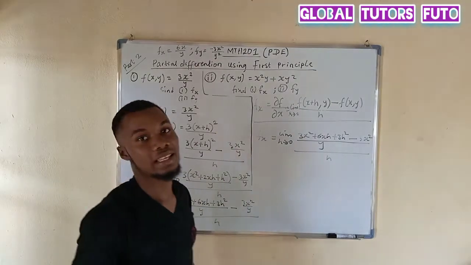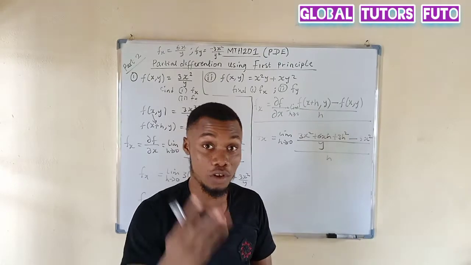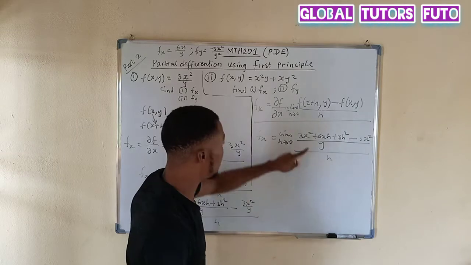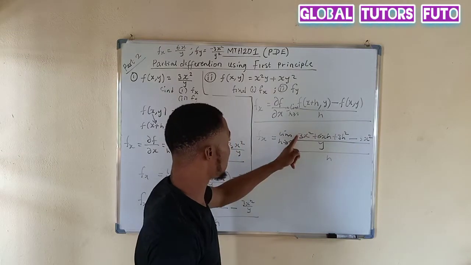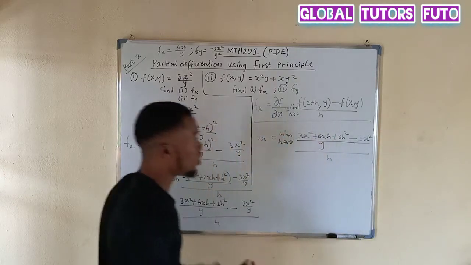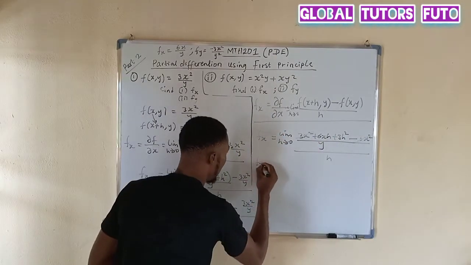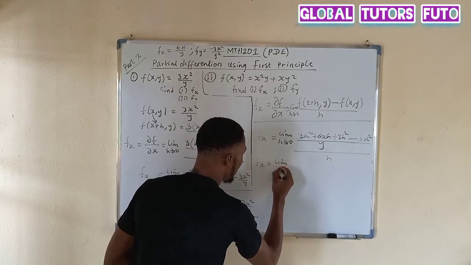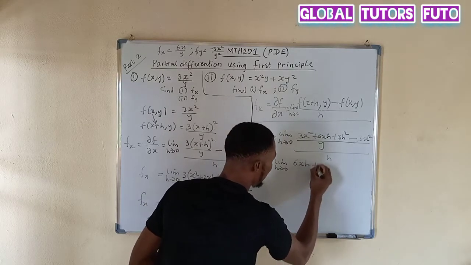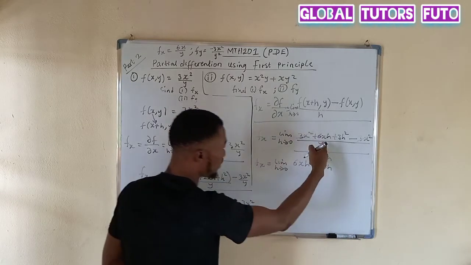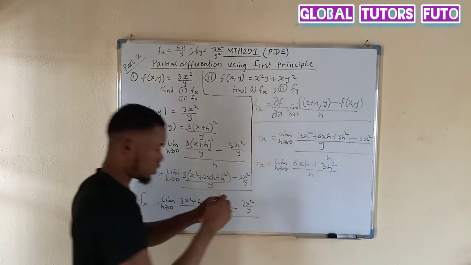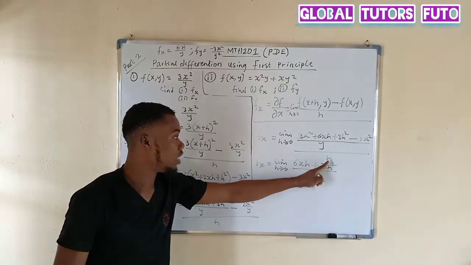We collect like terms. For those of you in photo, remember Maths 101, we did all these things. So collecting like terms, this and this can go, because this is 3x squared minus 3x squared. Both of them eliminate themselves. What are we left with? We have that f of x will be equal to the limit as h goes to 0 of 6xh plus 3h squared over h. As you can see, we have h here and we have h here.